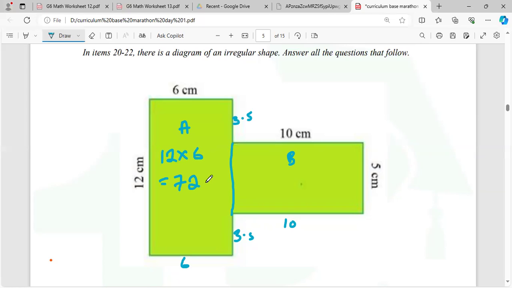centimeters squared. Alright, go ahead. And the next one is going to be 10 multiplied by 5, and that is 50 centimeters squared.